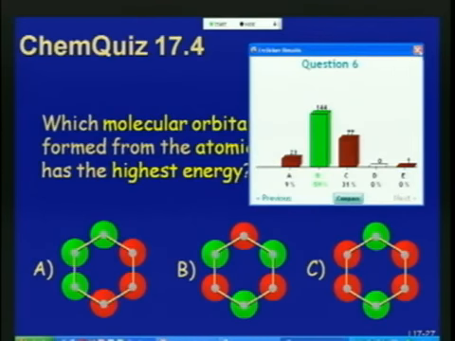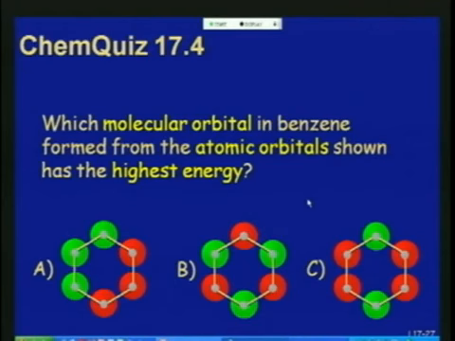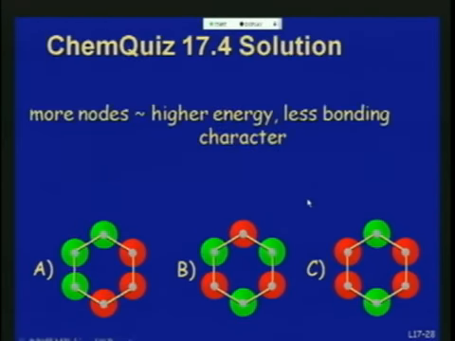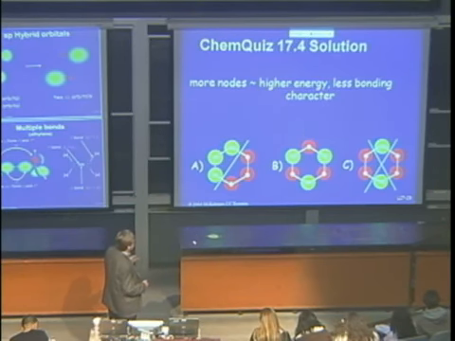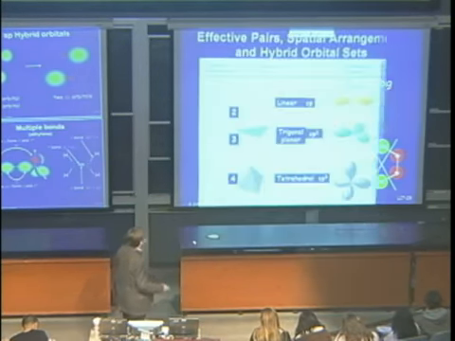Okay, of course the one with the largest number of nodes. And this would be, the more nodes, the higher the energy, the less bonding character. All right? So this is 2 here, and this is 3, as I've demonstrated to you.